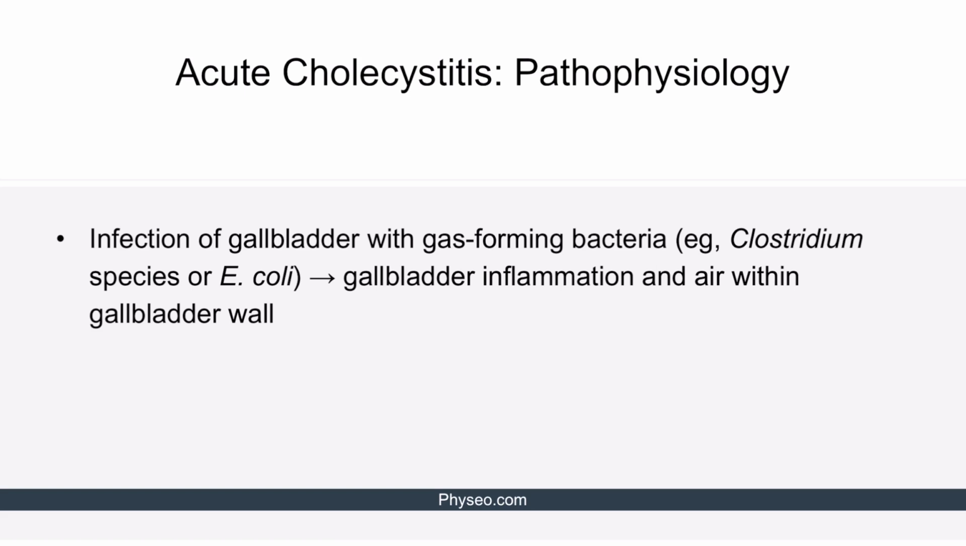Finally, if the gallbladder or biliary tract gets infected with gas-forming bacteria, such as Clostridium species or E. coli, then this can also trigger inflammation within the gallbladder. However, these gas-forming bacteria can also lead to the presence of air within the gallbladder wall as well, leading to what is known as emphysematous cholecystitis.